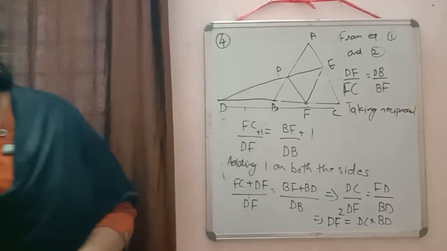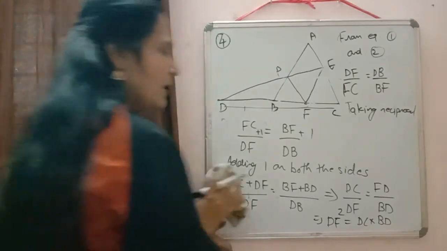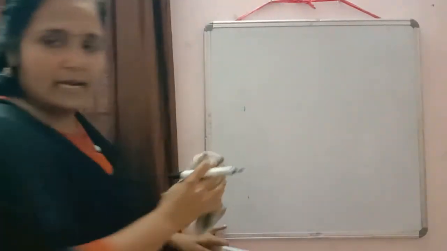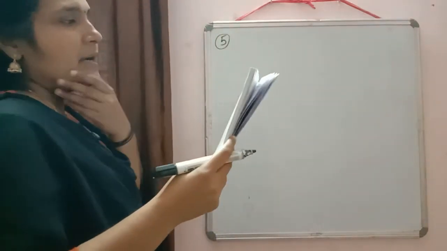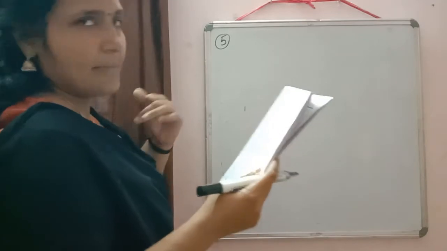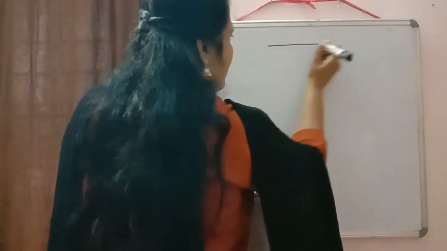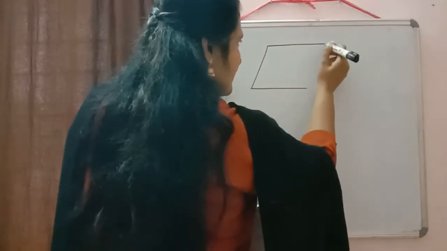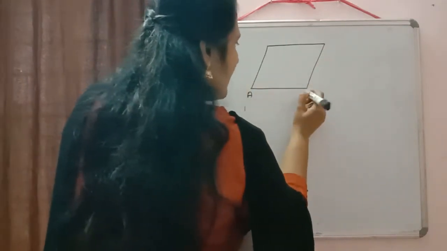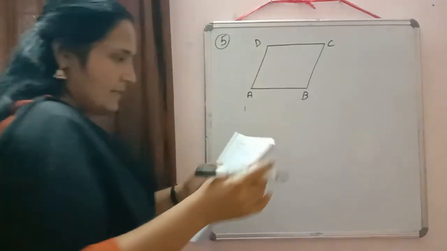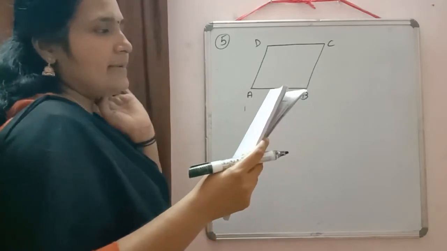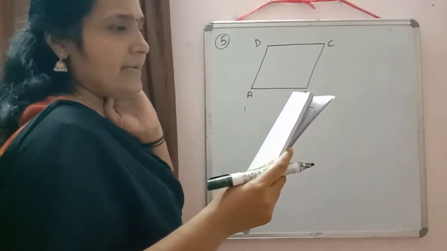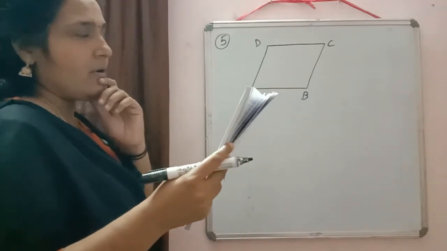Okay. Now we will do the next question. In the next question also, the diagram is not given, so we'll read the question and then draw the diagram. Question number 5. What do we have? Diagonal BD of a parallelogram ABCD. So first we will draw a parallelogram ABCD. We have a parallelogram ABCD. Then diagonal BD of the parallelogram ABCD intersects the segment AE at F, where E is a point on BC.